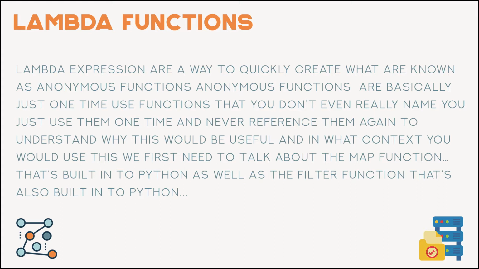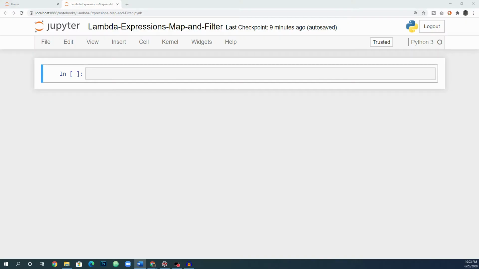To understand why this would be useful and in what context you would use this, we need to understand first the map function that is built into Python as well as the filter function that is also built into Python. So let's open up Jupyter Notebook and talk about map and talk about filter and understand them, and then we'll continue towards Lambda expression. So I'm here at Jupyter Notebook.